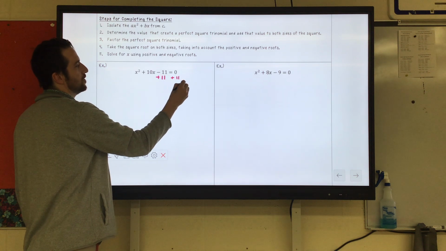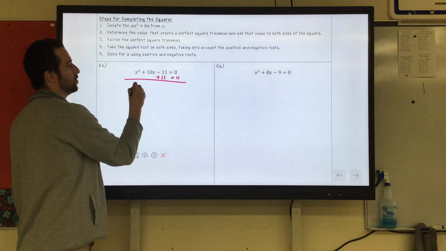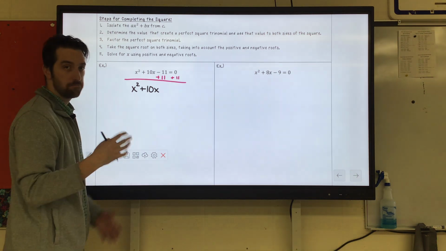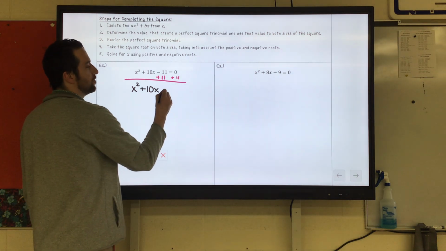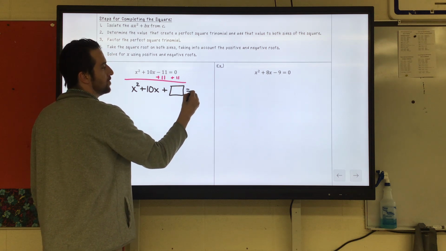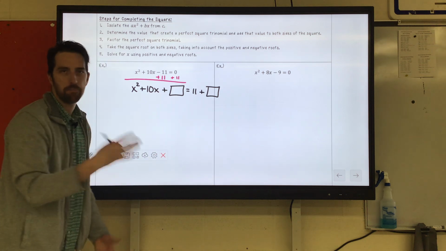Just add the 11 to the other side. But here's how I want you to write this. I want you to write x squared plus 10x. And then I like actually putting a blank here. I put it in the form of a box, or you could just leave space if you want. On the other side, we have 11, and we're also going to put plus box.